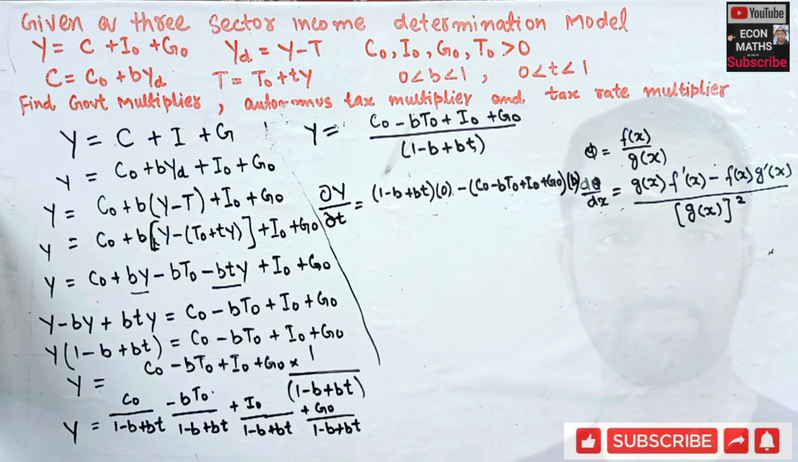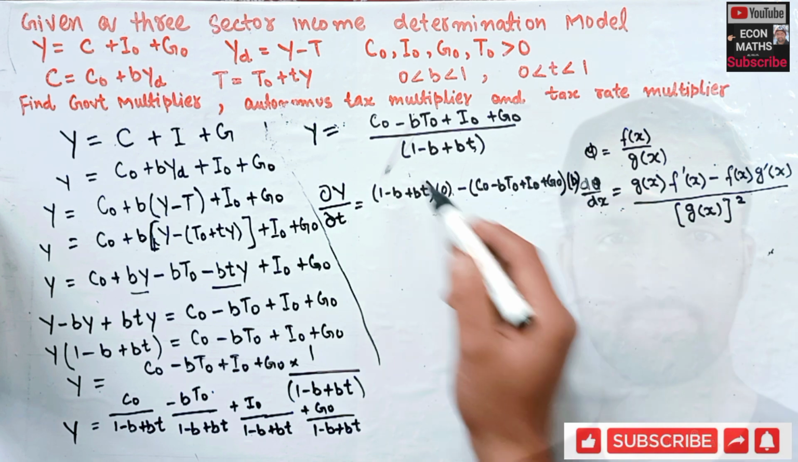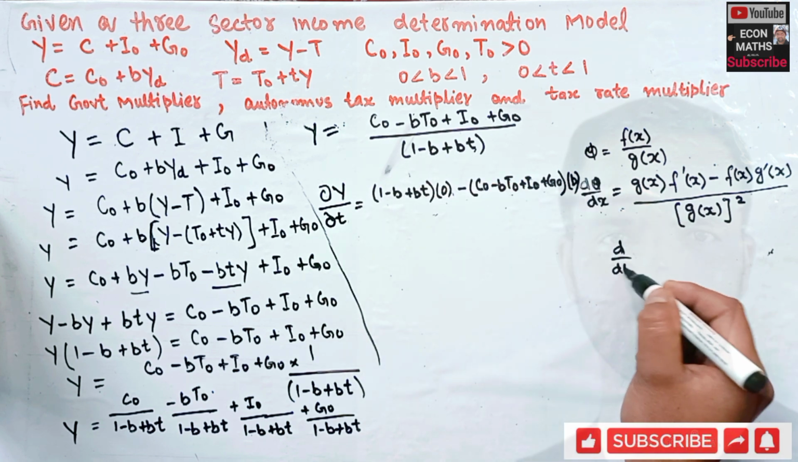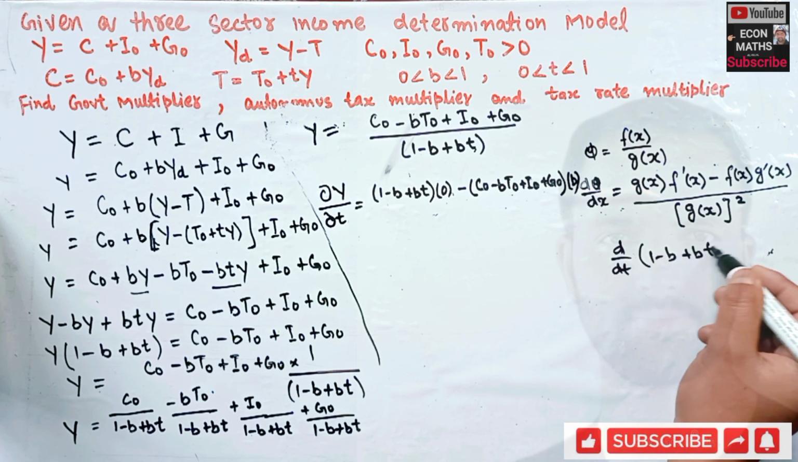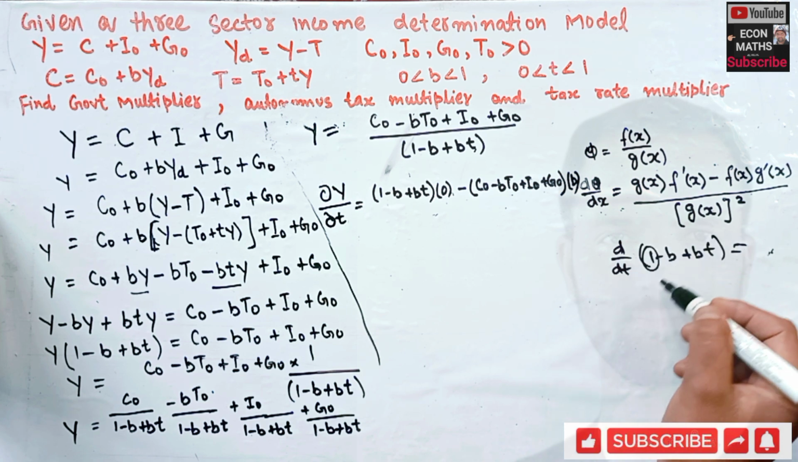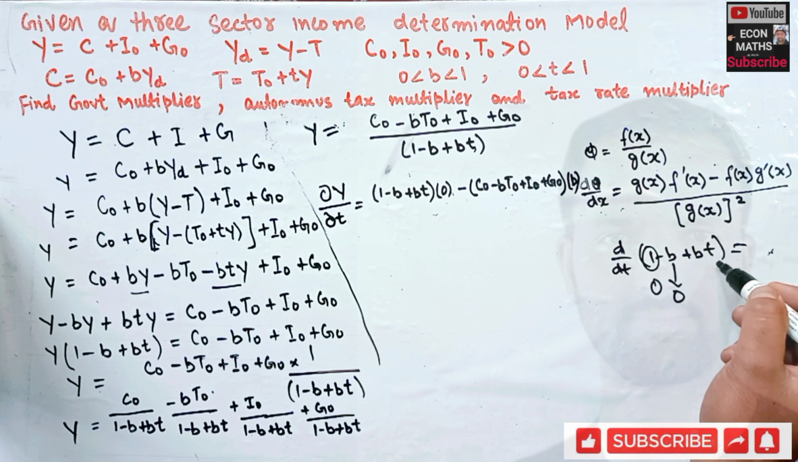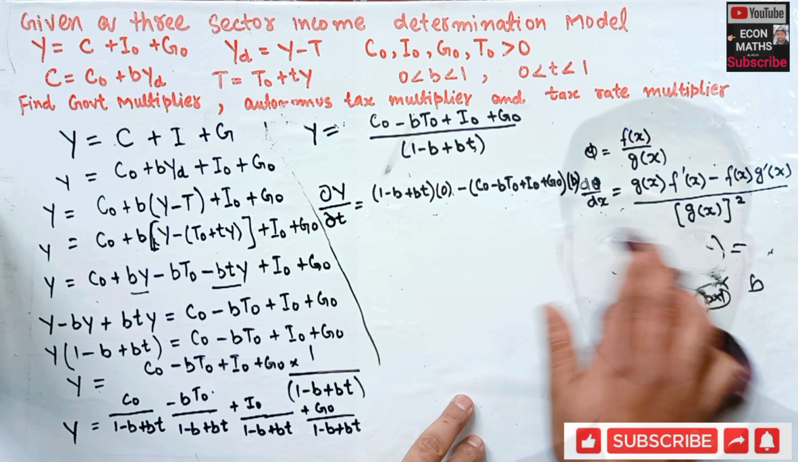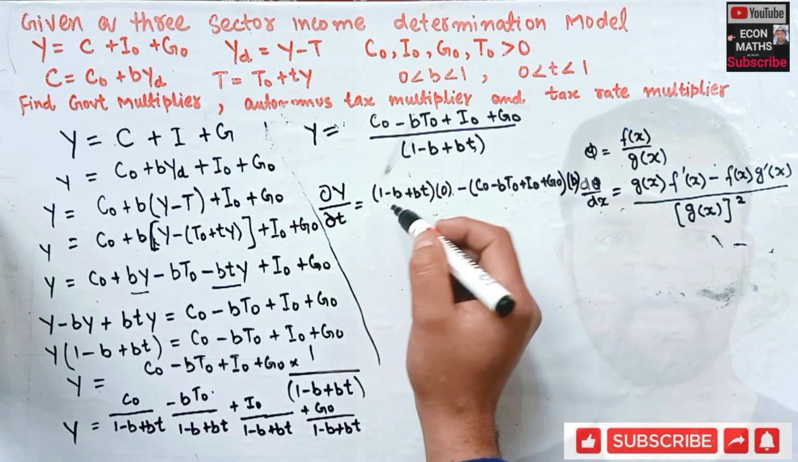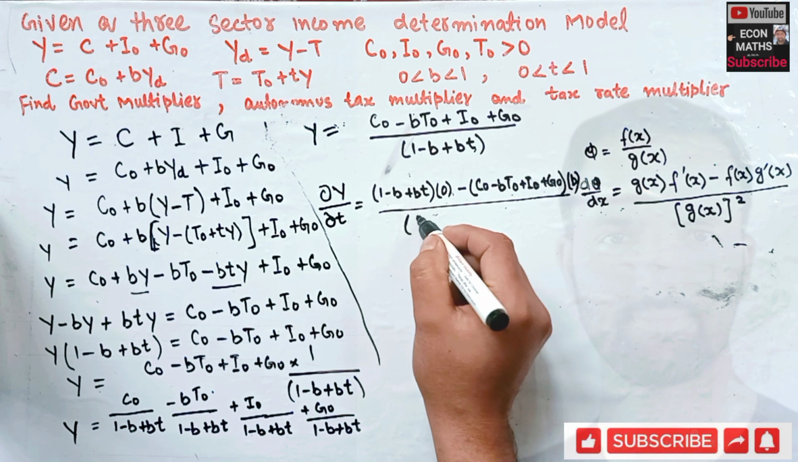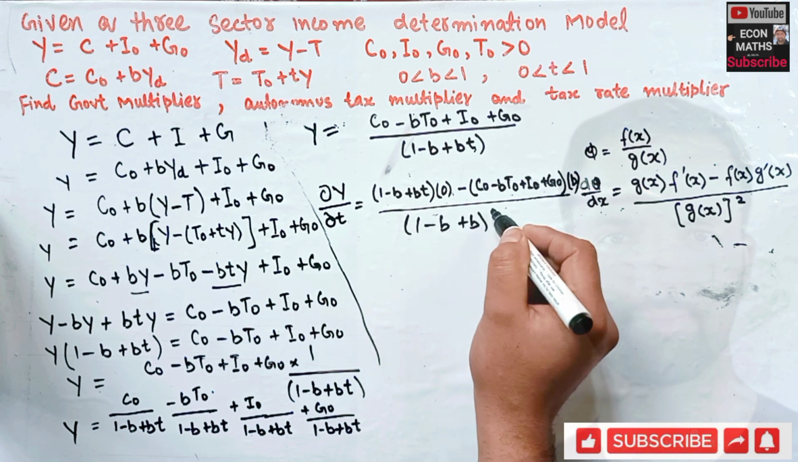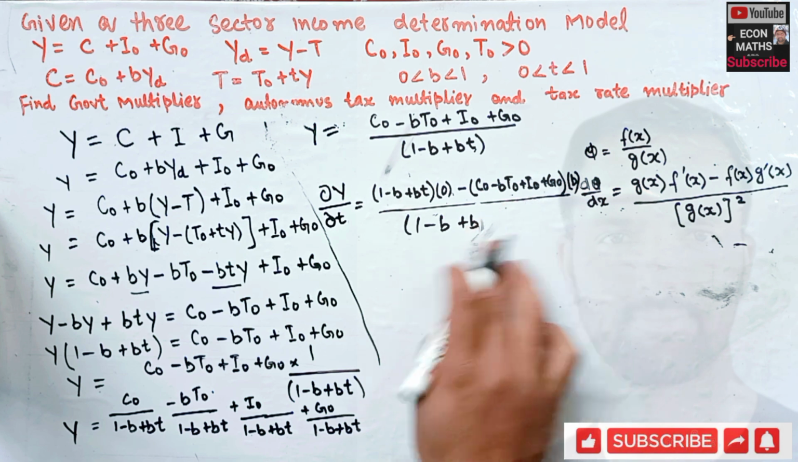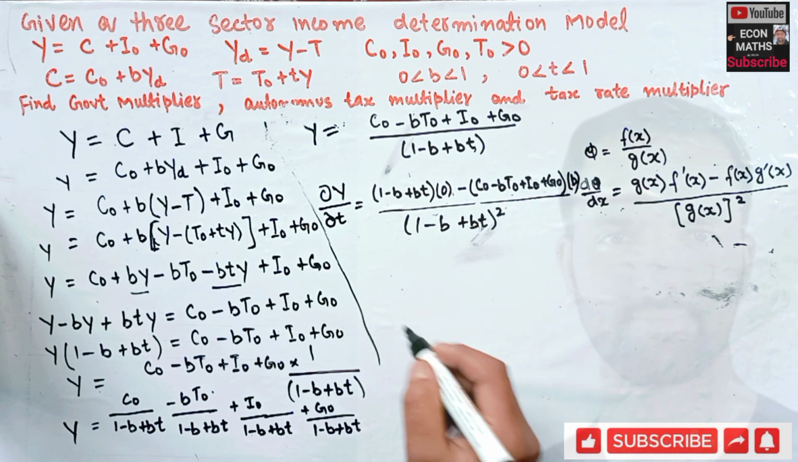I hope I am making myself clear, okay. How do we get this b? That means we need to differentiate d upon dt of 1 minus b plus bt, this very term, with respect to t. Since no t is involved, the derivative will be 0 here, and the derivative of t is 1, so we are left with b into 1. That means we got b here, okay. I'm just trying to make sure you got the things correctly. Now we have 1 minus b plus bt, and it is squared by the formula of the quotient rule of differentiation, okay.